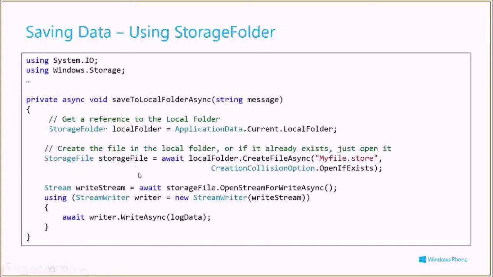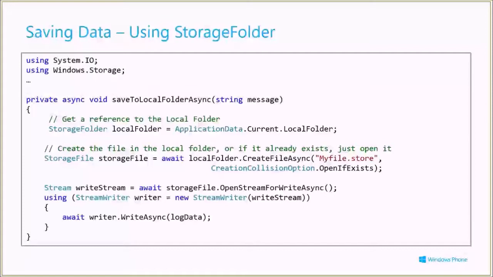So here it is: LocalFolder.CreateFileAsync, and then you name the file whatever you'd like, and then you specify the type. What happens when you try to create that file? For example, OpenIfExists is an option that you can use, which means you try to open the file, so this opens the file if it exists. If it does not exist, it creates it from the beginning. So that's the CreationCollisionOption that you have.